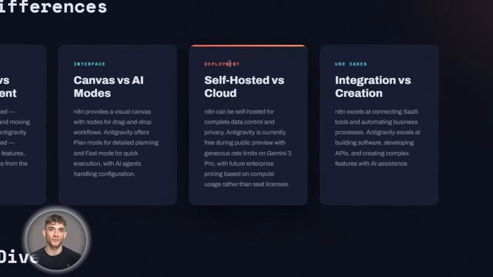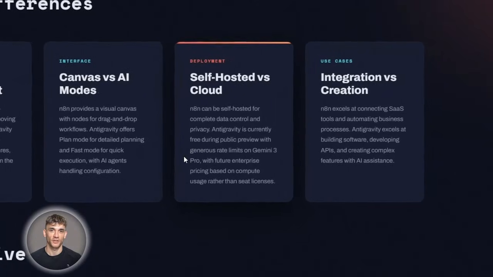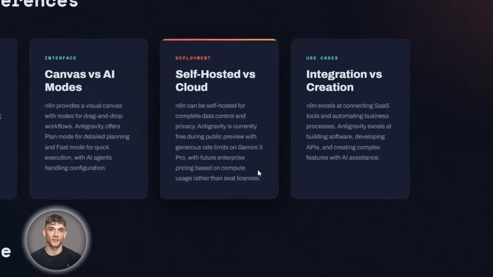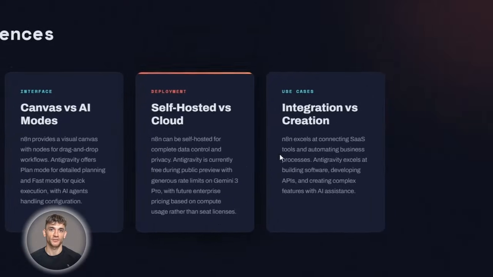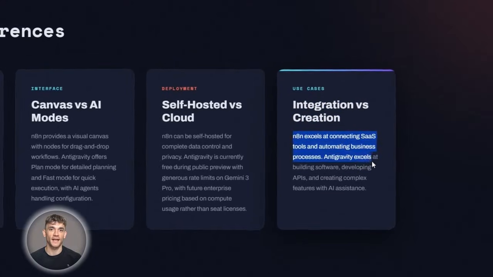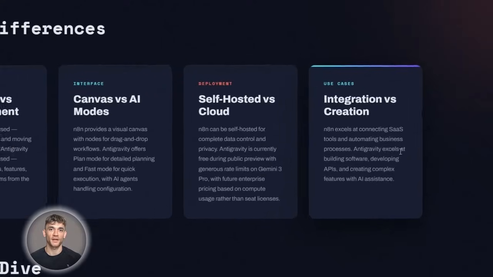Third, deployment. n8n can be self-hosted for full data control. Anti-gravity is free during public preview with generous rate limits on Gemini 3 Pro. Enterprise pricing will be based on compute usage, not seat licenses. Fourth, use cases. n8n excels at connecting SaaS tools and automating business processes. Anti-gravity excels at building software, developing APIs, and creating complex features.